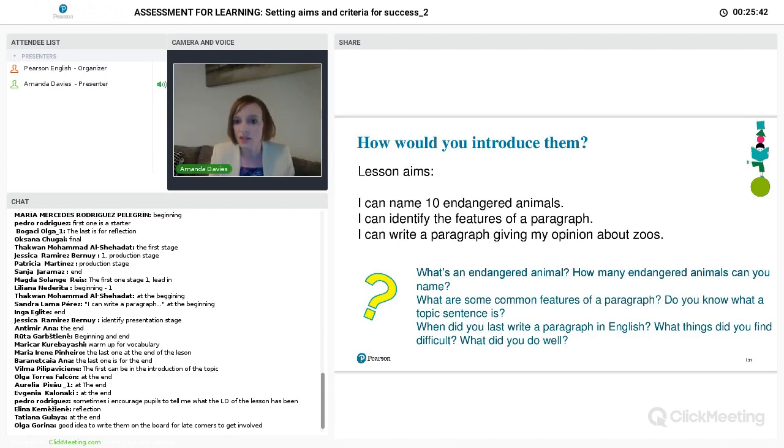I asked them to discuss the common features of a paragraph. The lesson involved analyzing a paragraph, thinking about the topic sentence, the supporting information, and a summary sentence. So I asked students about these things.